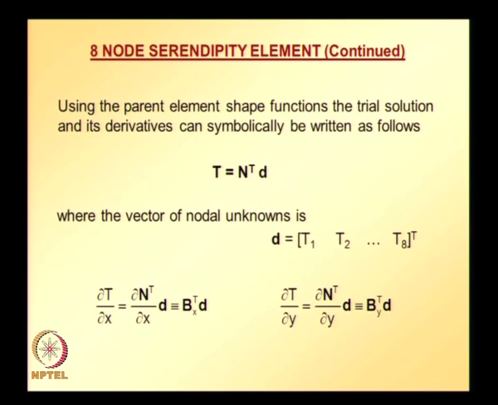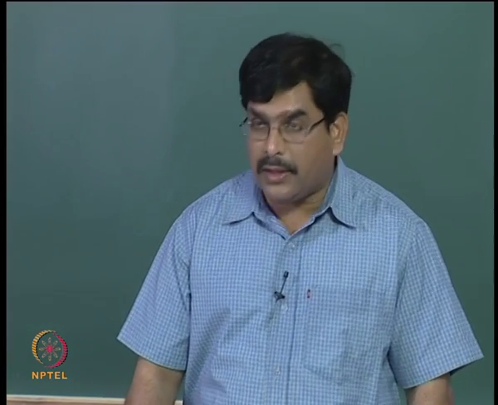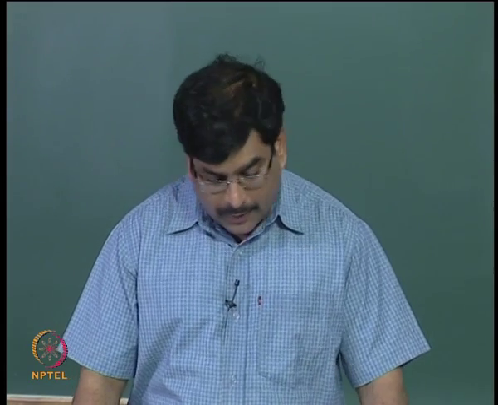So, once we have all this information, we substitute the trial solution in the Galerkin criteria, which we already have from when we looked at the 4 node quadrilateral element in detail, the Galerkin criteria, Green's theorem and all that stuff. So, substituting the trial solution and its derivative into the Galerkin criteria and writing all 8 equations together in a matrix form, we get.